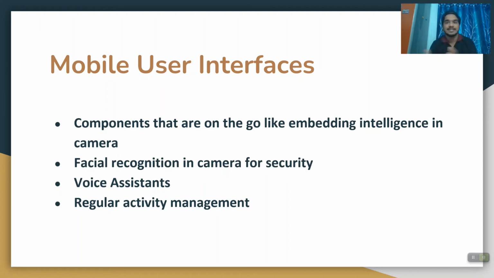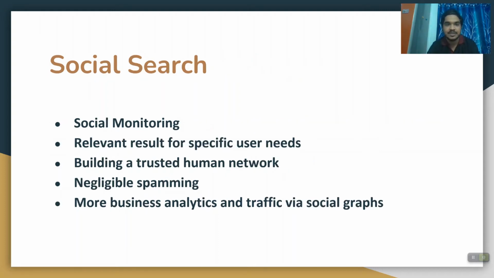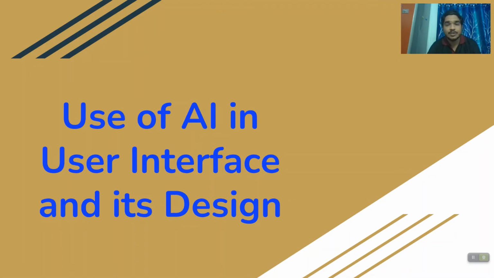Now, there are other activities on a regular basis that we do using the mobile interface. Also, there's social search, which helps us in social monitoring of our contacts, providing results specific to user needs, and continuing to have a trusted human network. Also, negligible spamming as well. Now, what is the real use of AI in user interface and its design?